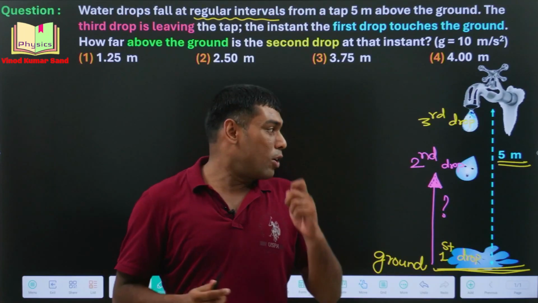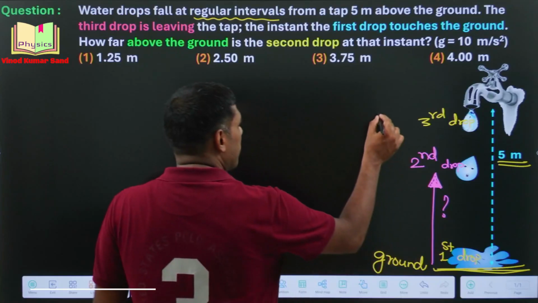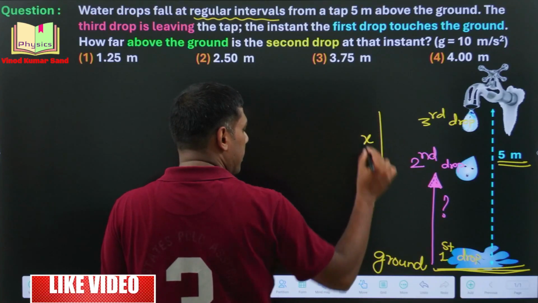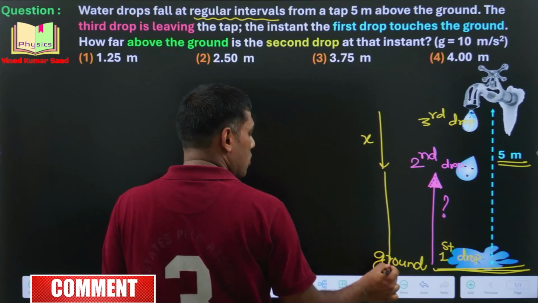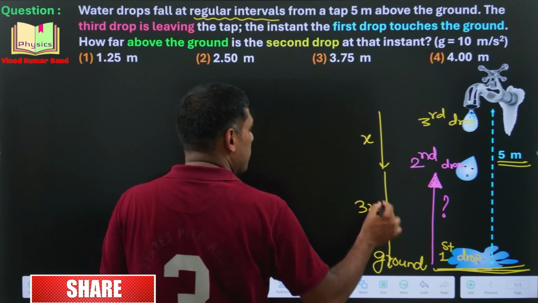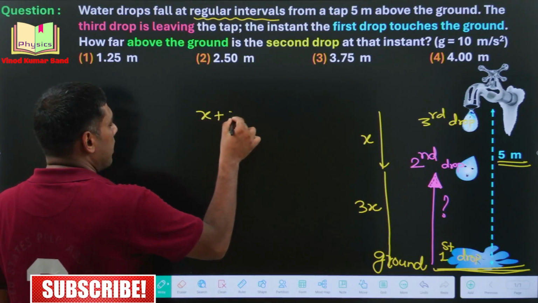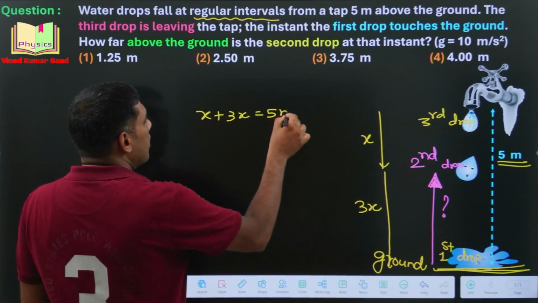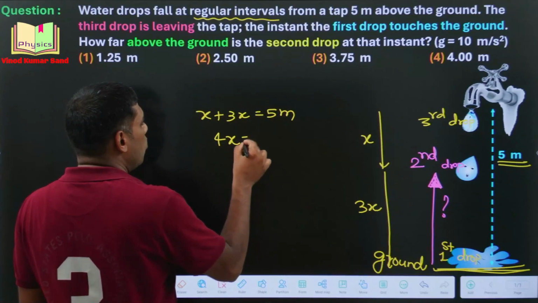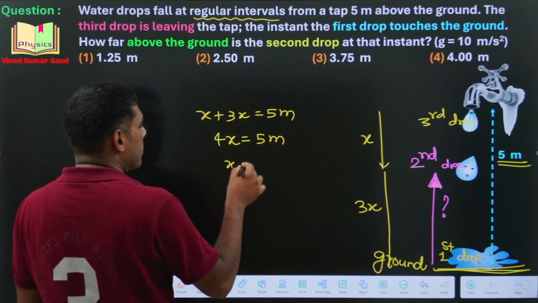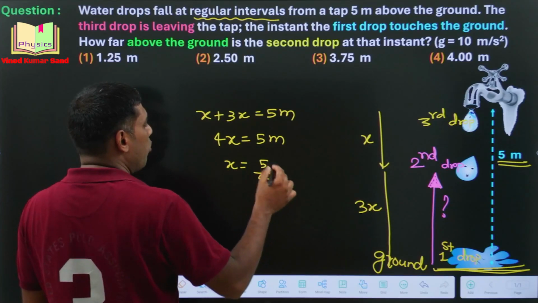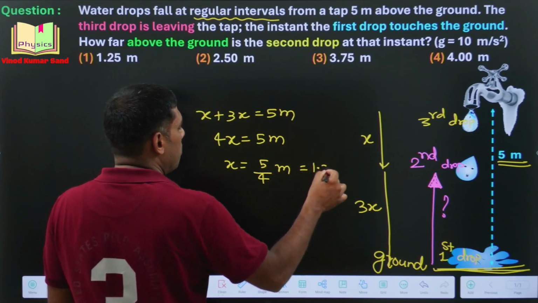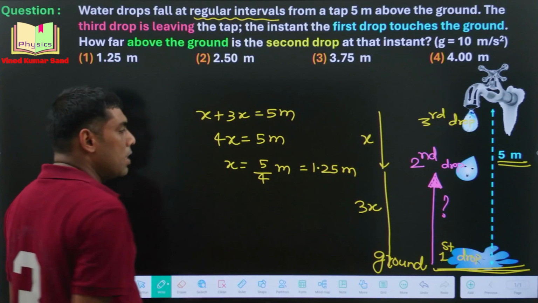Now, according to Galileo's law, this distance should be x and then this distance should be equal to 3x. x plus 3x we can see directly is equal to 5 meters. So 4x is equal to 5 meters. The x comes out to be 5 by 4 meters, which is 1.25 meters.